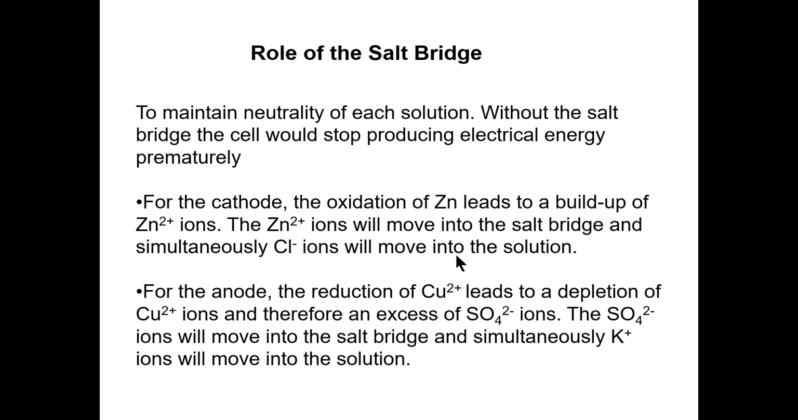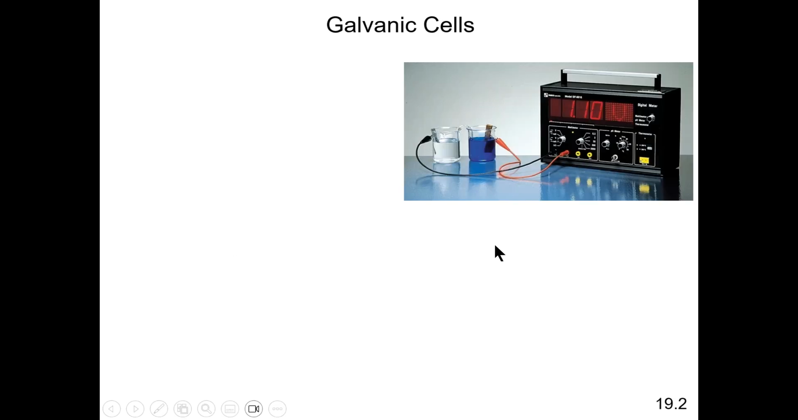moving into the solution. And then for the anode, what's going to happen is that because of the reduction of copper 2 plus leading to a depletion of the copper 2 plus ion, what you're going to have is an excess of sulfate ions. So what will happen in the anode is that the sulfate ions will move into the salt bridge, and at the same time, you're going to have potassium ions moving from the salt bridge into the solution. So that's basically the role of the salt bridge: to maintain the electrical neutrality of each half cell, without which the current will come to a premature end. All right, so that's the important role of the salt bridge in this setup.